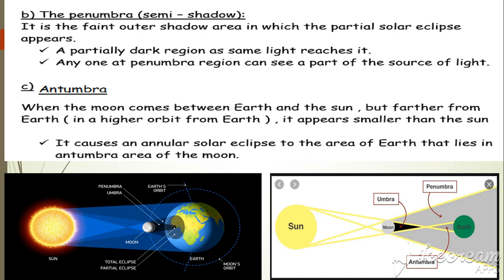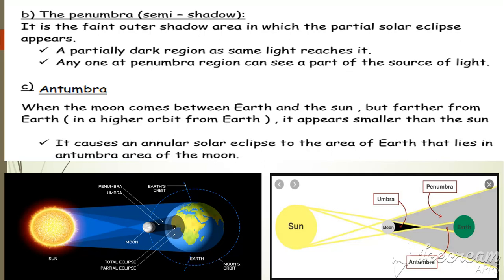The third type of shadow that we didn't talk about is called antumbra. The antumbra shadow is an extension of the umbra. Look at the figure. This is the umbra shadow, and the extension of the umbra shadow forms the antumbra shadow. The antumbra shadow is formed only if the moon is located in the higher orbit, which means the moon is in the closest position to the sun, and that causes an annular solar eclipse.